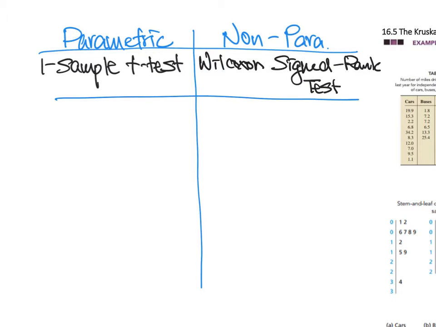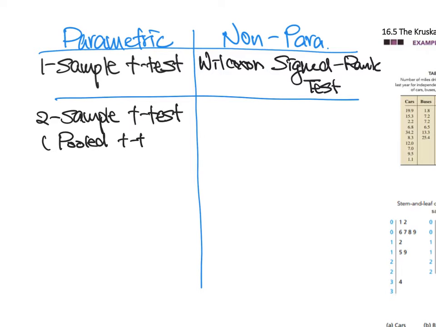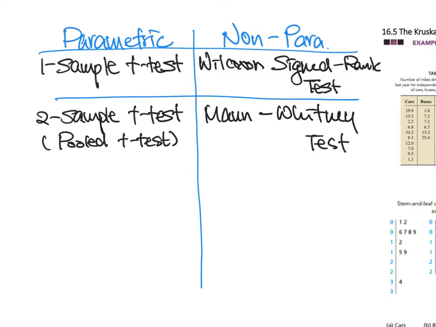So the second one was the two sample t-test. We compare to the pooled t-test. You know, actually the pooled t-test is not the only one. But we got an example for the pooled t-test for the two sample, and we discussed the Mann and Whitney test, when we have two samples, non-parametrically.